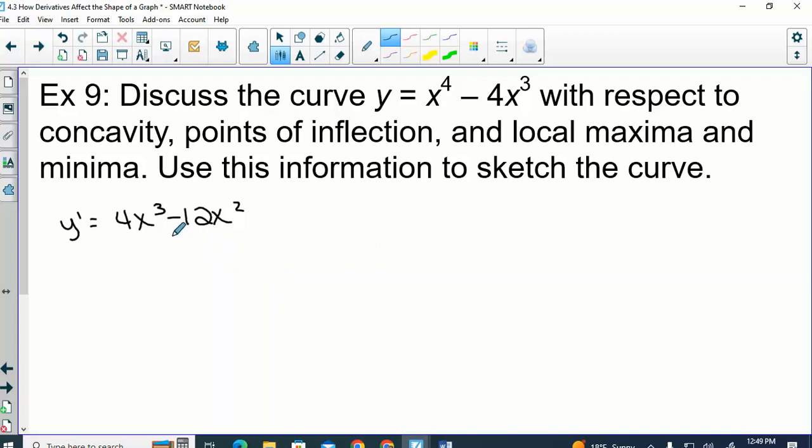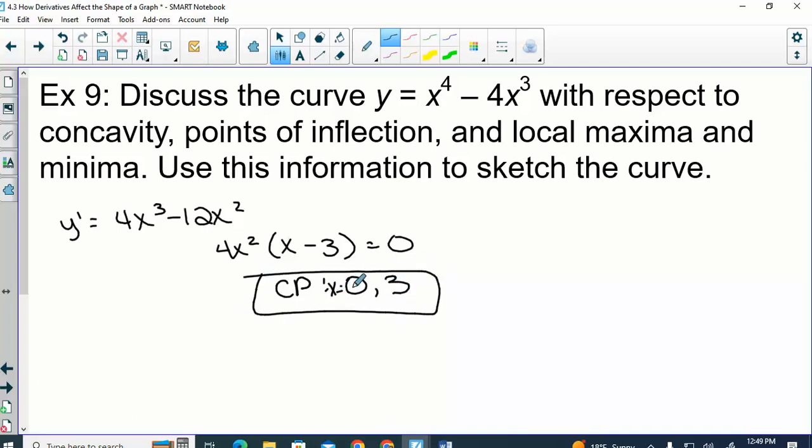Is that equal to 0? What could I pull out of that? 4x squared. So that leaves me with x minus 3 equals 0. So what are my critical points? X equals 3 and 0. X equals 0 and 3 are my critical points.